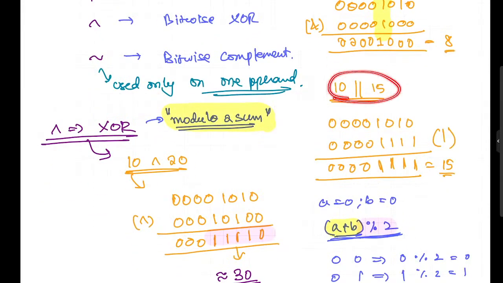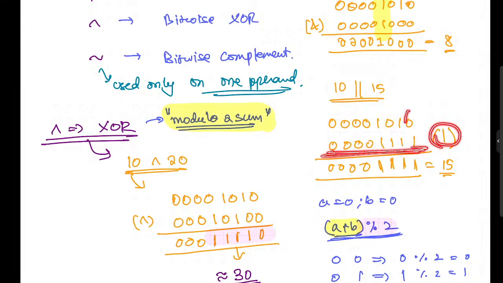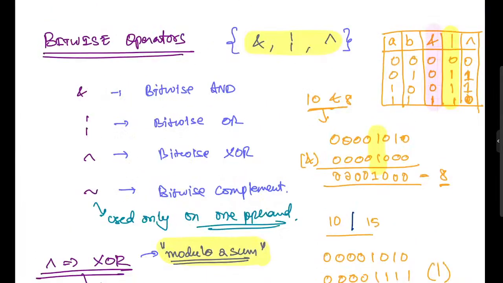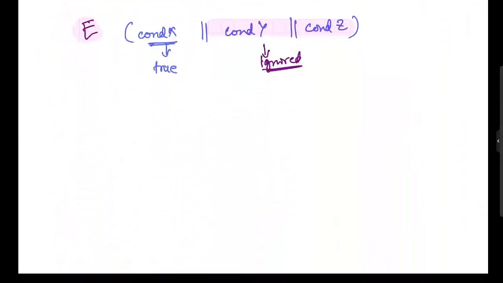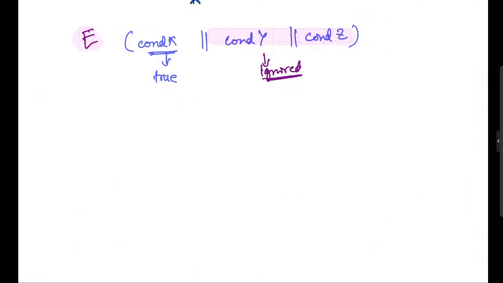For 10 OR 5, both 10 and 5 will be converted to their bitwise levels, and then the OR operator will be applied bitwise. So this will definitely happen. Here it is just a single OR, like this. Yeah, simple. Okay, cool. You guys got an understanding of what this particular thing is.